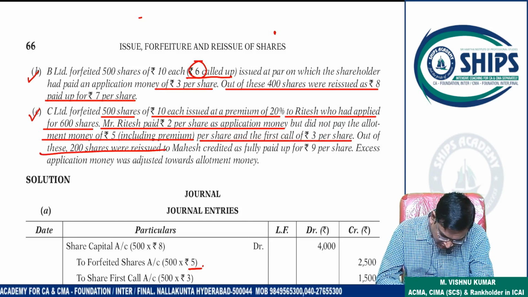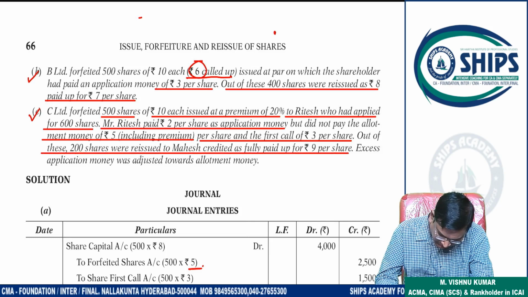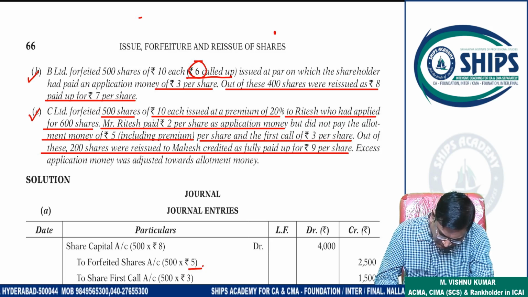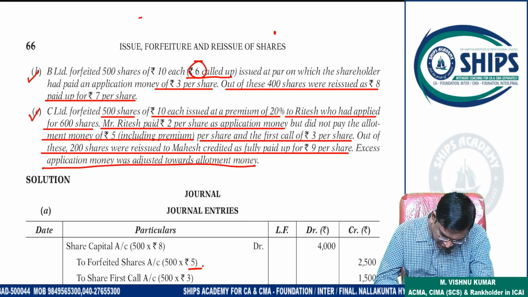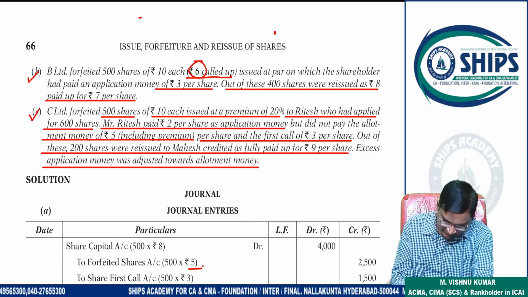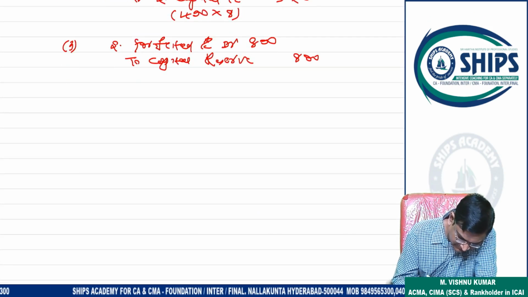Out of these, 200 shares were reissued to Mahesh, credited as fully paid for 9 per share. So 10 rupee का share 9 में issue किया गया है. So 1 discount. Excess application money adjusted towards allotment. So first we have to check how much excess money was received. Okay, concentrate properly.